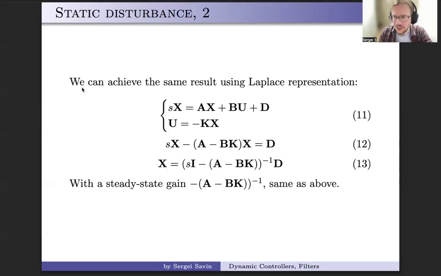Okay, we can do the same analysis in state space. Sorry, in transfer functions representation. So we rewrite the same system as S times X equal to AX plus BU plus D. All of those like Laplace representations. Control law is U equals to minus KX. Now I substitute the control law into here and get X out of the bracket. So I get A minus BK times X here. I put it all to the left-hand side, so with a minus sign. And on the right-hand side, I only have D.